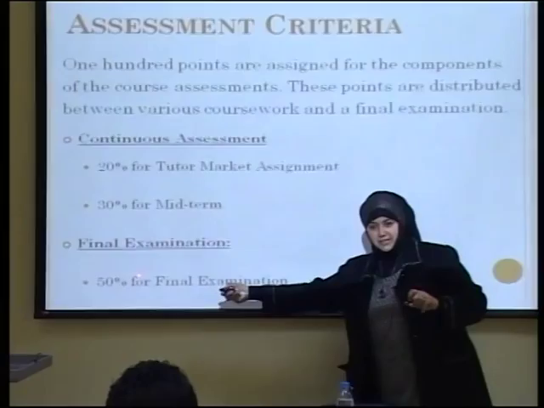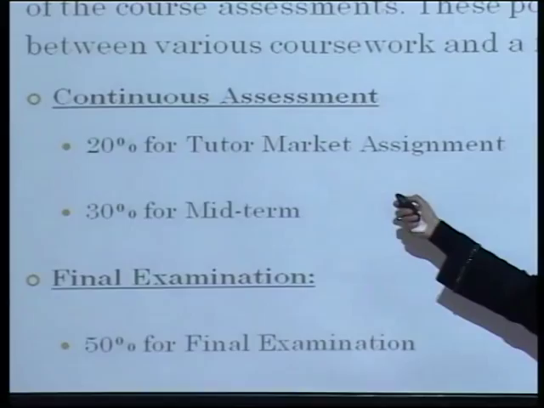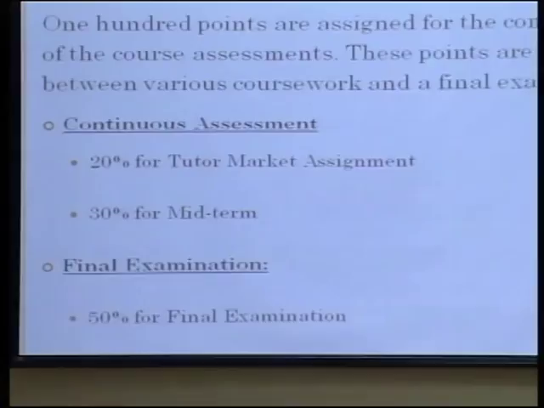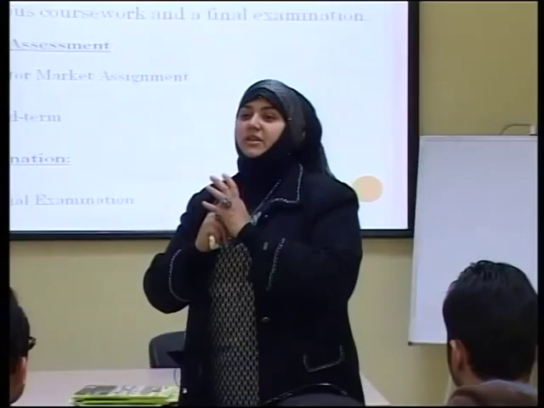Assume that you got 10 in the continuous assessment and 40 in the final exam. Are you passing? Although the total is 50, right? Why? Because you need to get at least 20% in the continuous assessment, at least 20% in the final exam, and a total of 50. You know what we mean by a total of 50? It's a D.